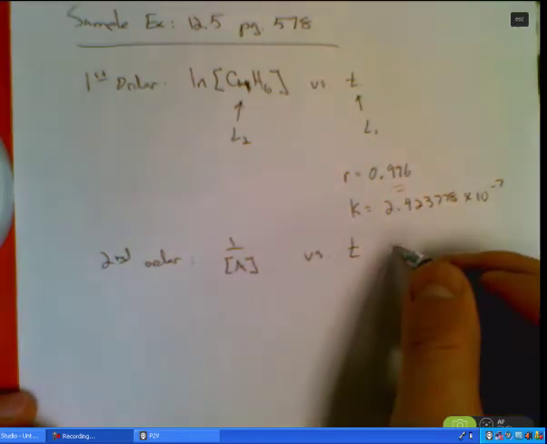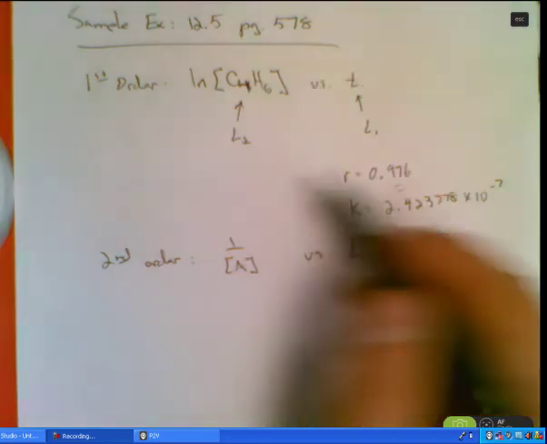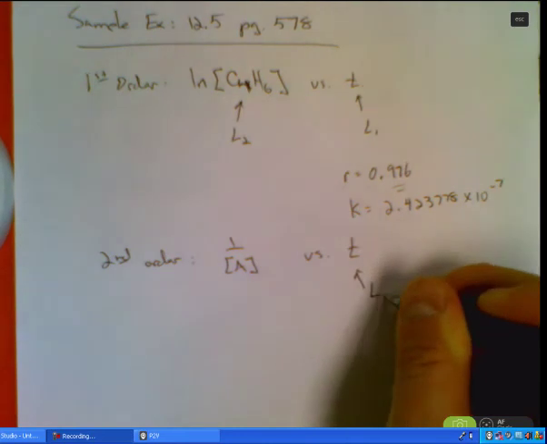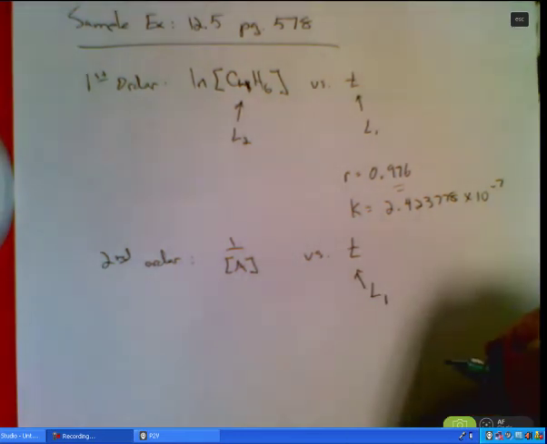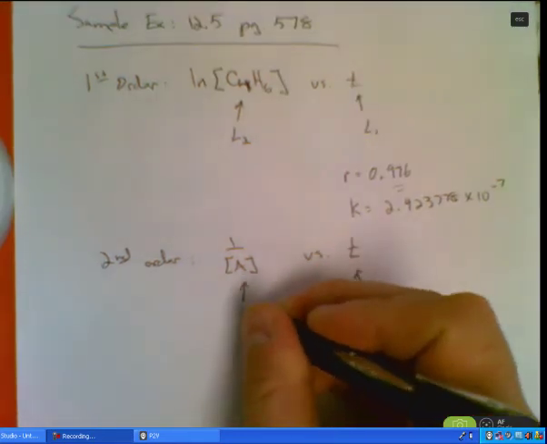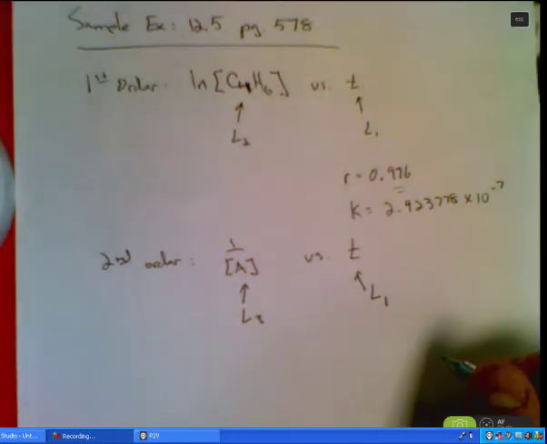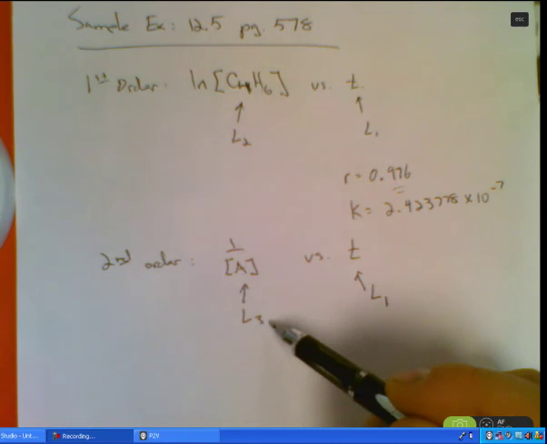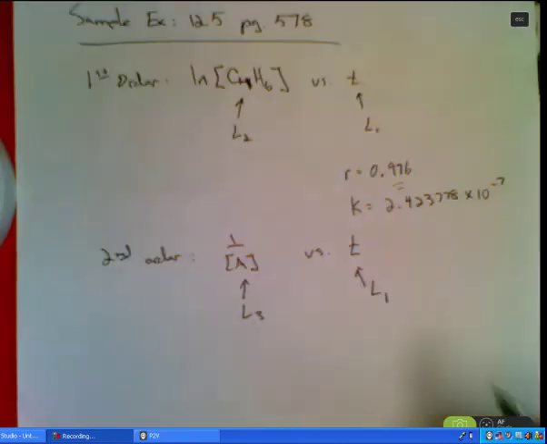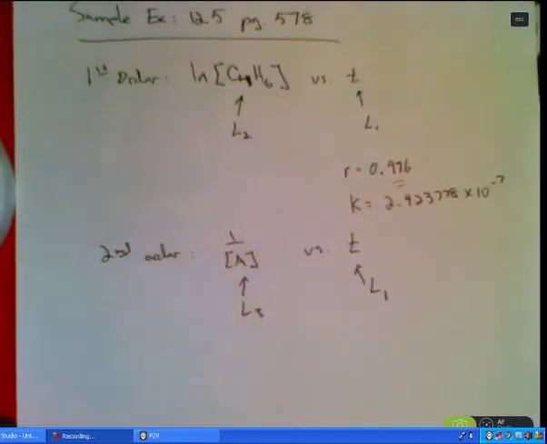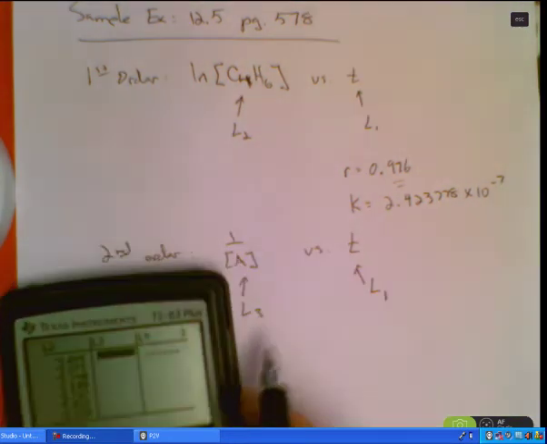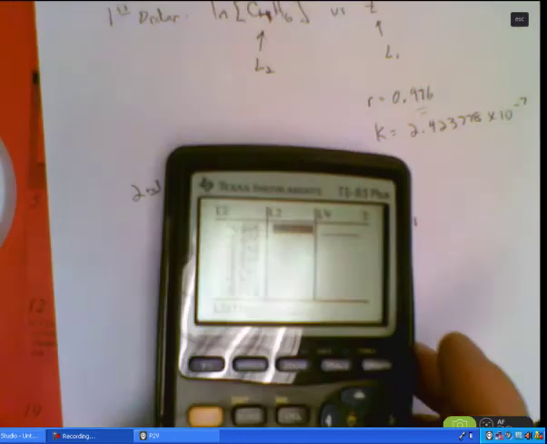You know what? Here's the thing. The time isn't changing. The time is not changing at all. So we can do, let's leave that in list 1. We already have it. And let's put this in list 3. Okay? Let's put this in list 3. So this is our y-axis, list 3, versus our x-axis, list 1. And then let's find that data. So in list 3, we need, let's see, 1 over concentration of A.